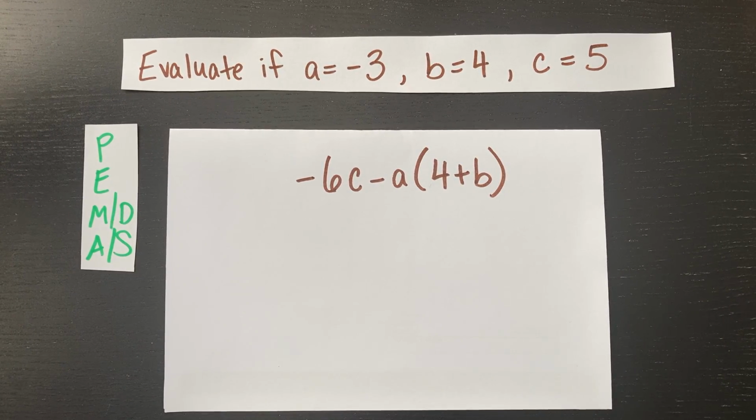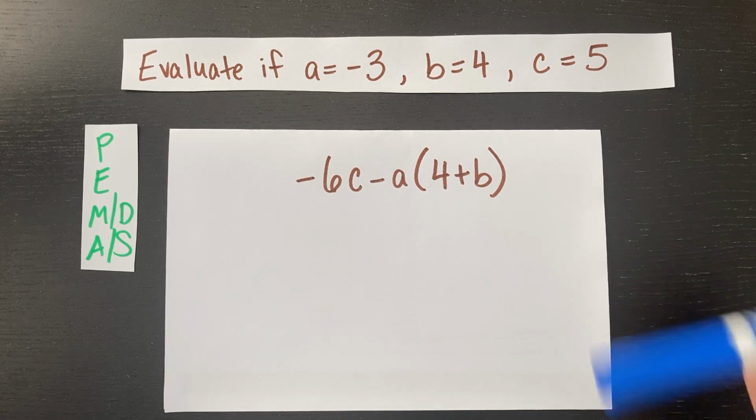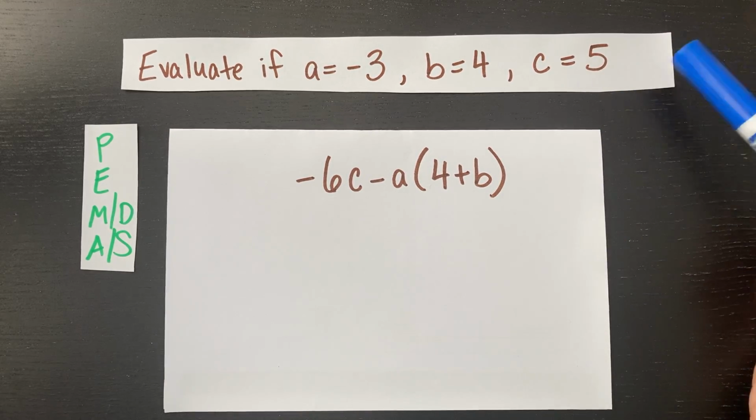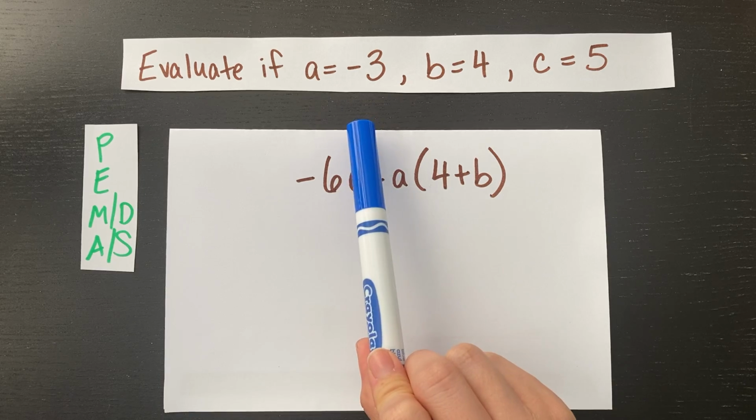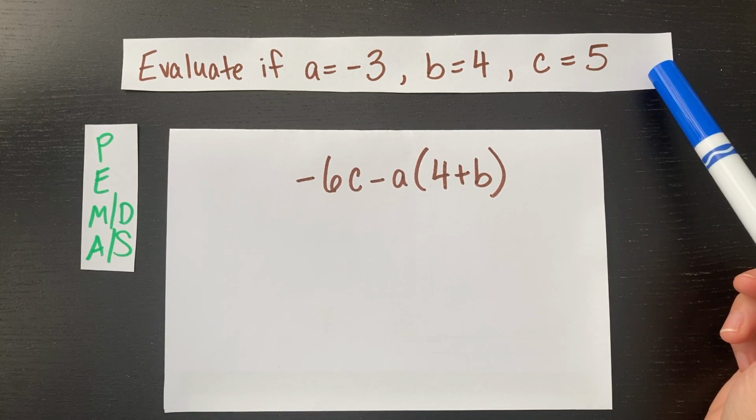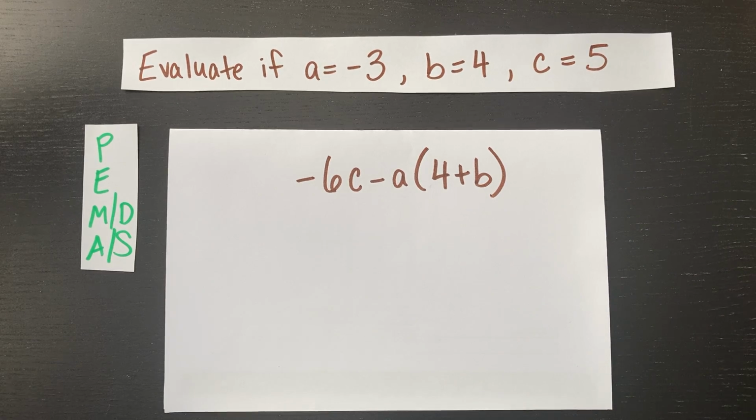Hey guys, in this video I'm going to be solving about 9 problems on evaluating expressions. This is an expression, something like this problem right here: negative 6c minus a, in parentheses 4 plus b. Without our key here, we wouldn't be able to solve this, but we know that a is negative 3, b is 4, and c equals 5. Knowing this information, we can evaluate this expression.